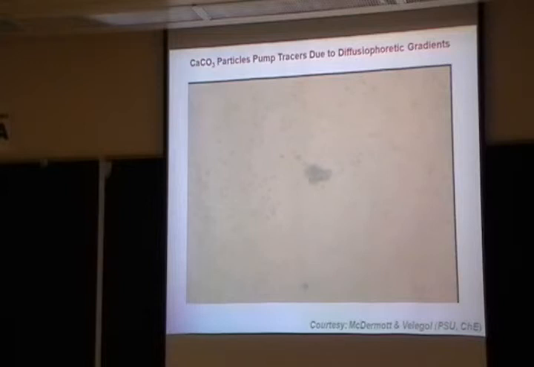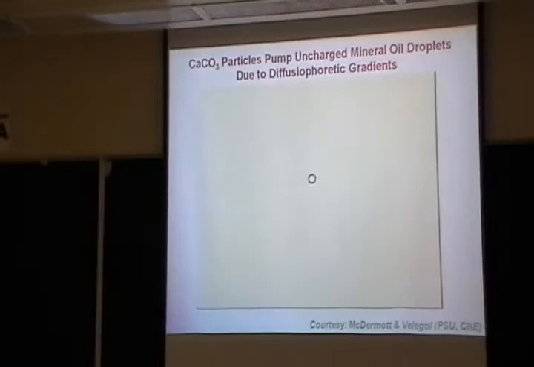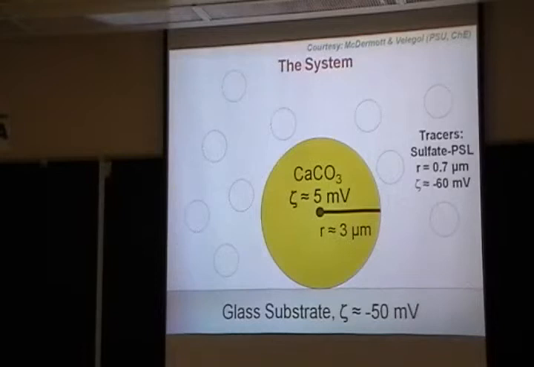So what's happening is particles are coming down, and they're being pumped out. And just to make the oil people happy, they will do that to oil droplets too. So the oil droplets are being pulled in from the surface and being pushed up. Now, one thing you would have noticed is that the tracer particles are negatively charged, right? And I said that the anion moves faster than the cation. So you would expect the tracer particles to move towards the calcium carbonate, since the electric field is pointed out. But they're moving out. So what is happening here?